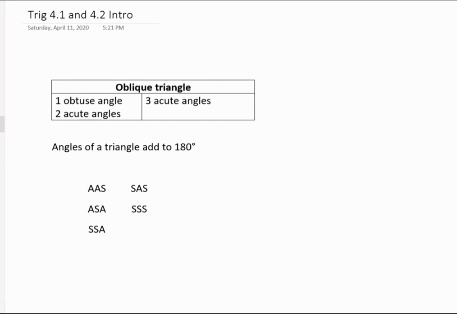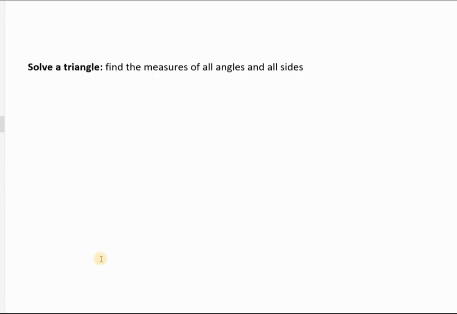Third thing that you need to remember from high school geometry is all of these notations. In this notation down at the bottom, the side-side-angle, you need to recall that that does not prove congruency, and that's going to be a special case that we're going to be looking at. And you need to remember what it means to solve a triangle. Find the measures of all the angles and all the sides.